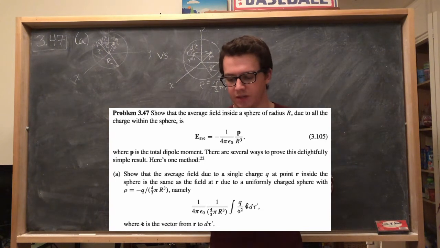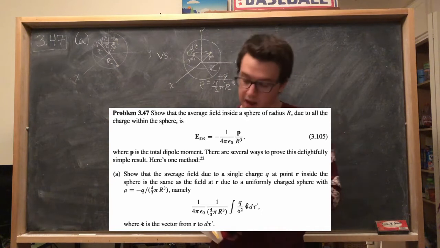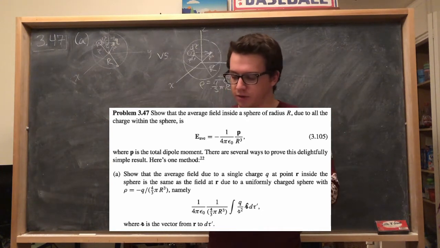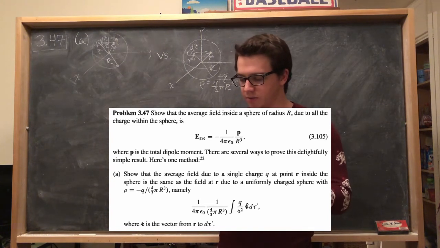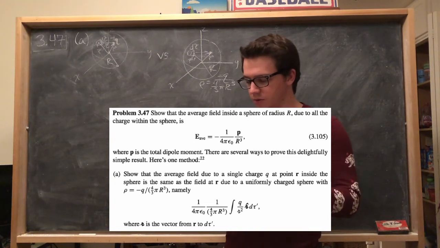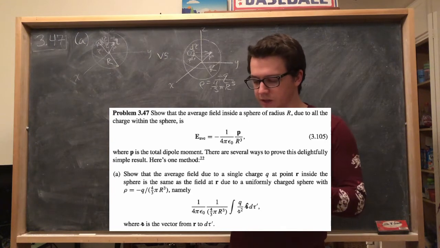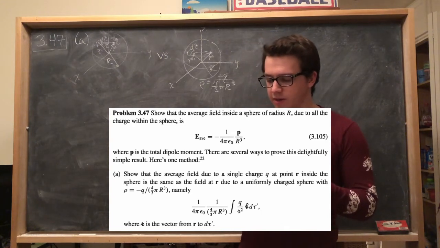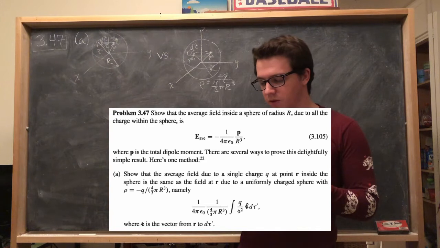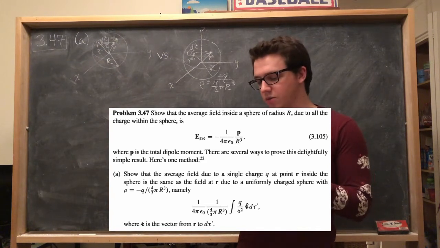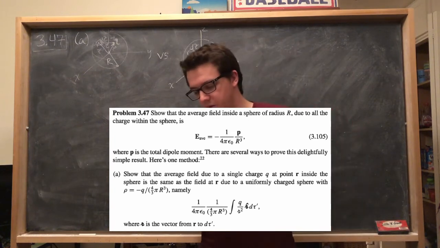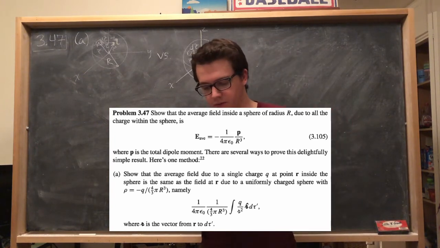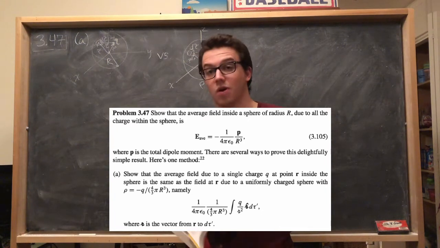There are several ways to prove this delightfully simple result. Here's one method. Part A. Show that the average field due to a single charge q at point r inside the sphere is the same as the field at r due to a uniformly charged sphere with rho equals minus q over 4/3 pi r cubed, namely 1 over 4 pi epsilon naught, 1 over 4/3 pi r cubed, integral q over script r squared, script r hat, d tau prime, where script r is the vector from r to d tau prime.